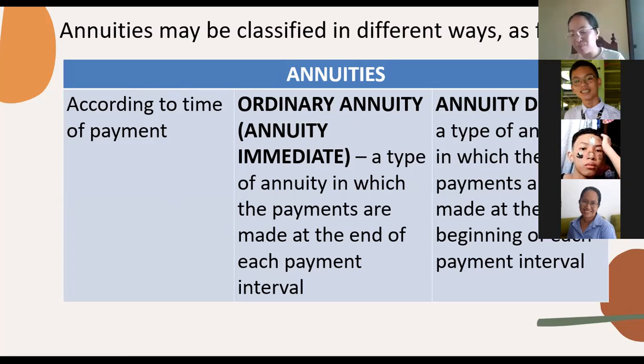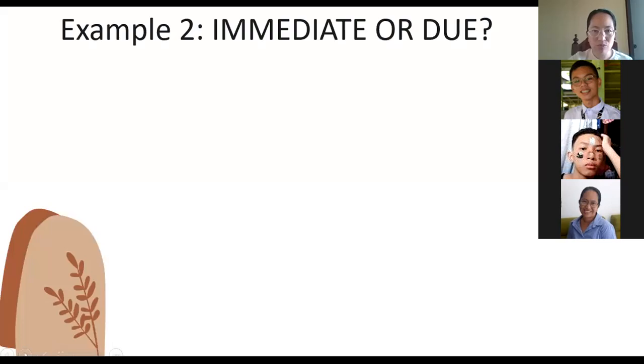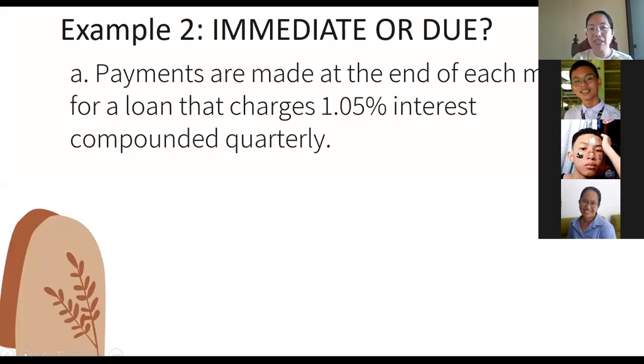Yan. Kapag sa dulo, ordinary annuity. Kapag sa una, yung payment na ginagawa, it's an annuity due. Okay. Okay, let's have this one. Payments are made at the end of each month for a loan that charges 1.05 interest compounded quarterly. So obviously, since you have here the word at the end, so how will you classify this?